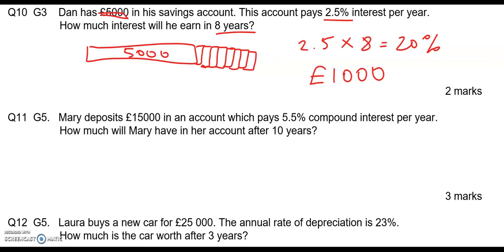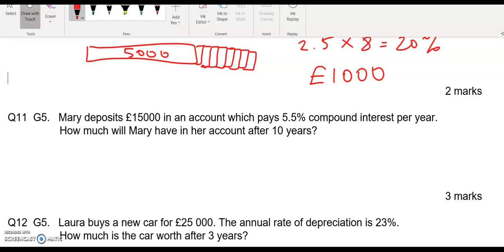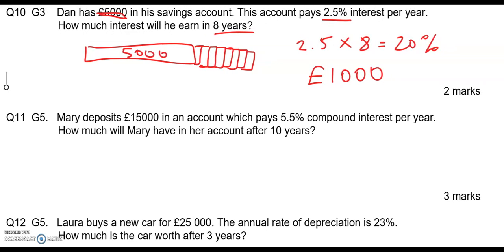Mary deposits £15,000 in an account which pays 5.5% compound interest per year. How much will Mary have in her account after 10 years? So we've got £15,000, the original investment, and 5.5%, which is compound interest. The difference between compound interest and simple interest is that with compound interest, you are paid 5.5% at the end of the first year, just like with simple. And then at the end of the second year, you paid 5.5% of whatever you got in the first year.